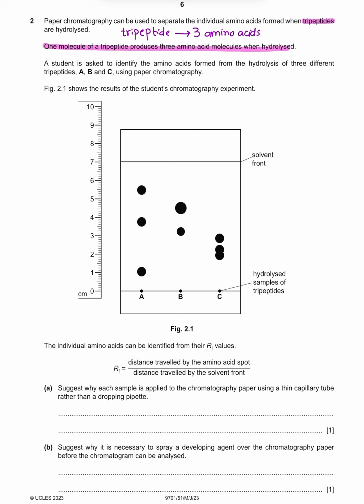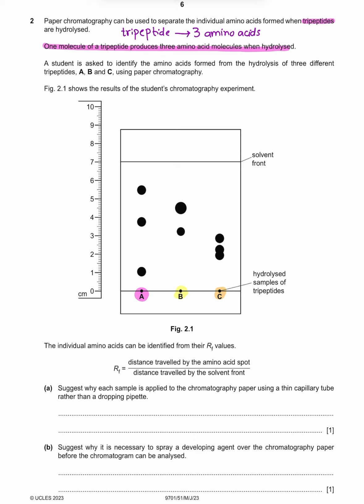A student is asked to identify the amino acids formed from the hydrolysis of three tripeptides A, B, and C using chromatography. The results of the student's chromatography experiment are shown here, and we can clearly see that we have this tripeptide A, then we have this tripeptide B, and then we have this tripeptide C. So these three tripeptides are shown, and how the amino acids are separated in each of them onto the chromatogram is clearly visible in front of us.